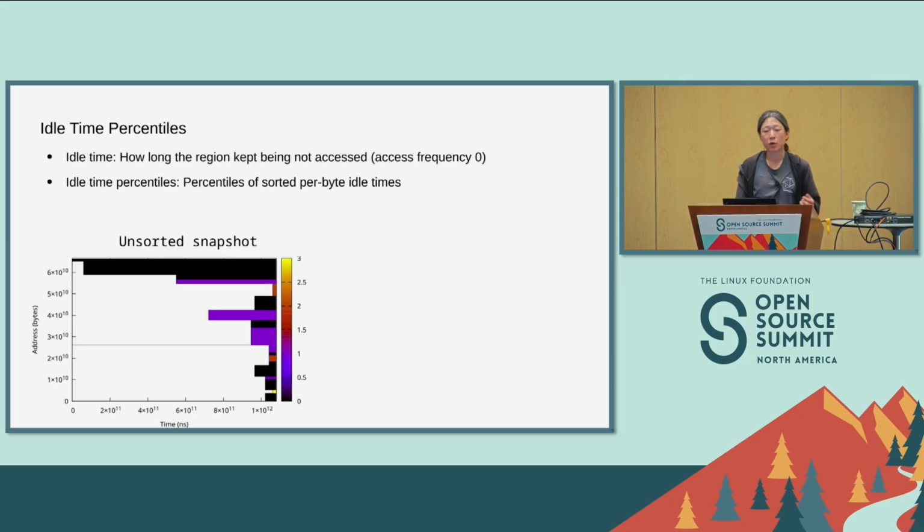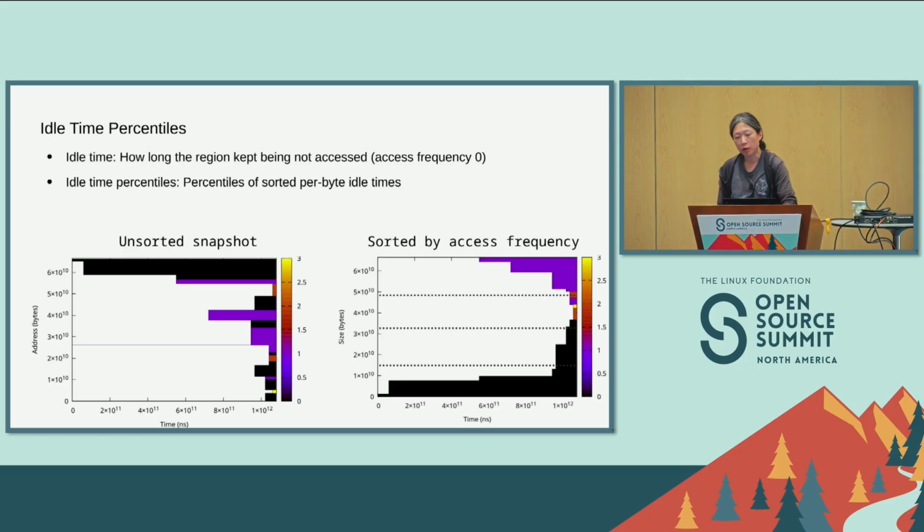What are idle time percentiles? Idle time is how long the region or the byte kept being not accessed at all. That is, access frequency was 0. And idle time percentiles are the percentiles of the sorted per-byte idle times. For example, when it is unsorted, it will look like this. If we sort those by access frequency, it will look like this. Then we can show the sorted idle times as the length of the black bars, right?